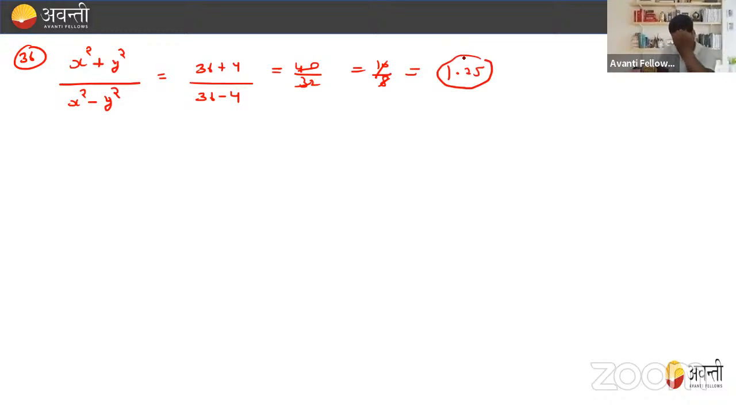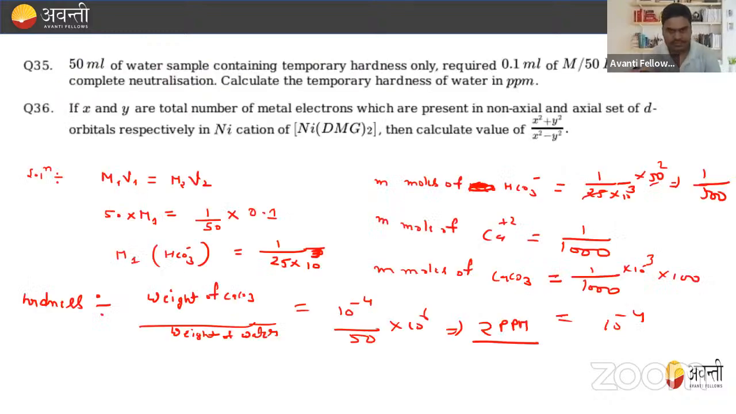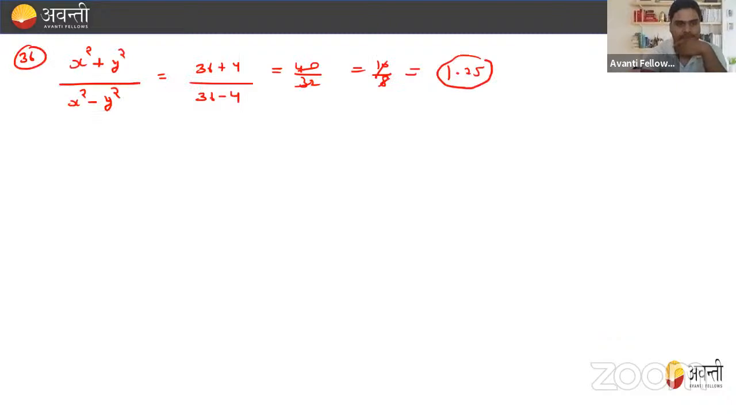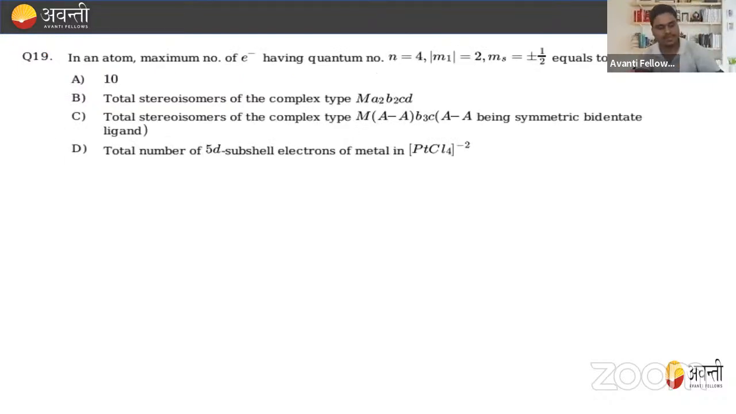That is 1.25. So this is how you get this: x square plus y square upon x square minus y square, that is 36 plus 4 upon 36 minus 4, that is 1.25. So the correct answer is 1.25. Right, so this is the only correct option. Okay, so this is how we can solve such questions.